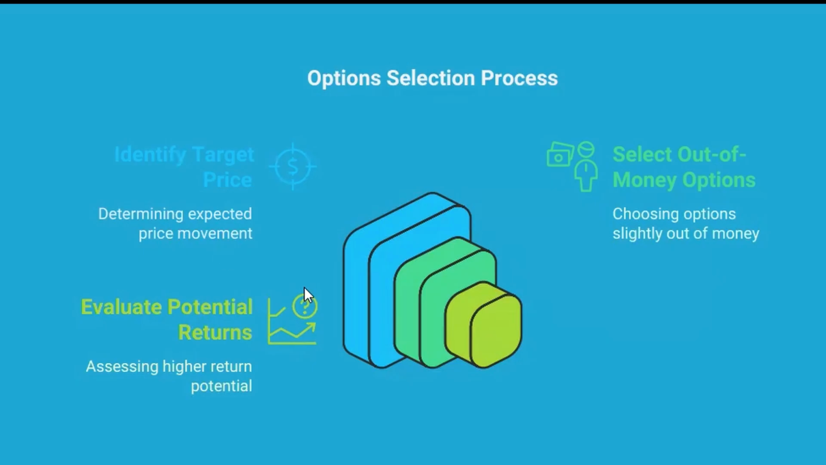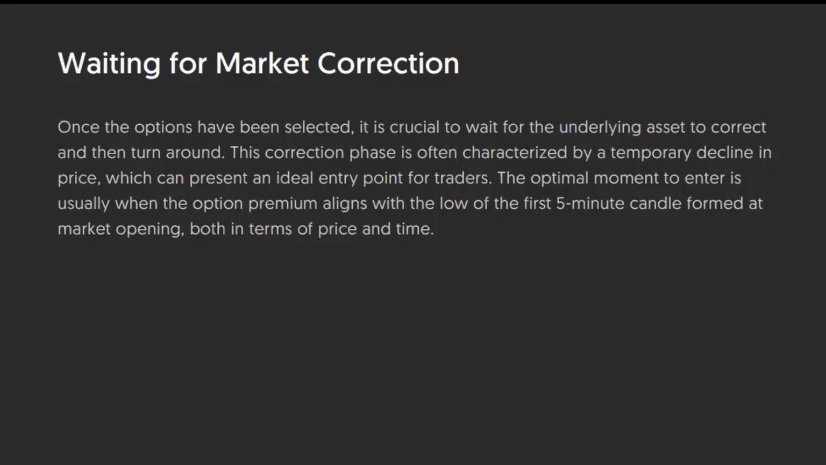This is the flow chart for that. Next step is we wait for the market correction. Once you select the options, it is crucial to wait for the underlying asset to correct and turn around. Why? Because in the initial reaction, when the market opens, it will show momentum and breakout. According to the Gann principle, they will show the structure, making a higher high, even in the 5-minute candle itself.